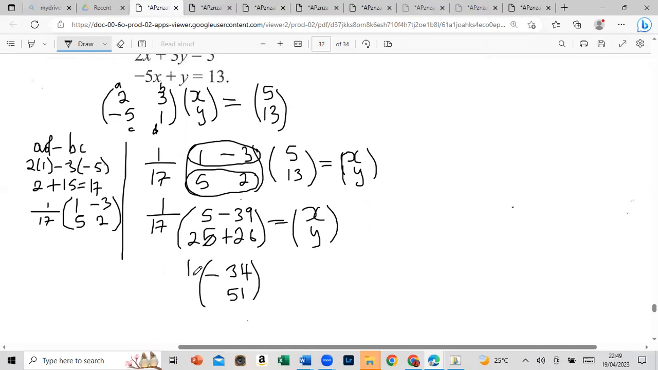Remember, it's 1 over the determinant, and that is now equal to x, y. Alright, but we are not finished yet. What we need to do now, remember this is negative 34, is divide each of these by 17, which is this 17 right here. So for the first one, let us rewrite x over here.